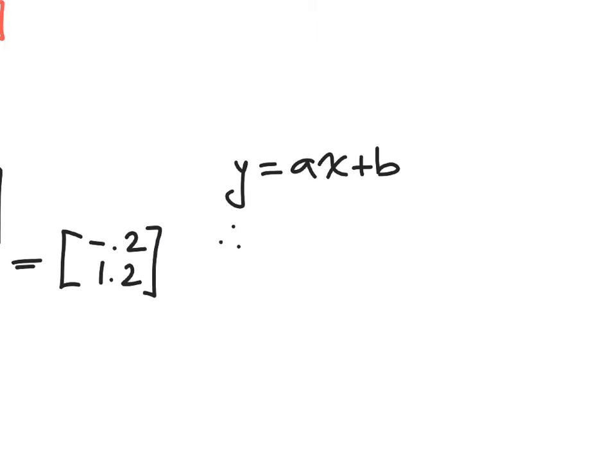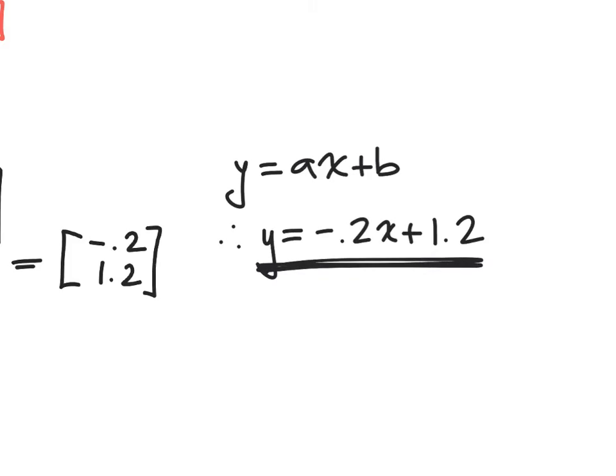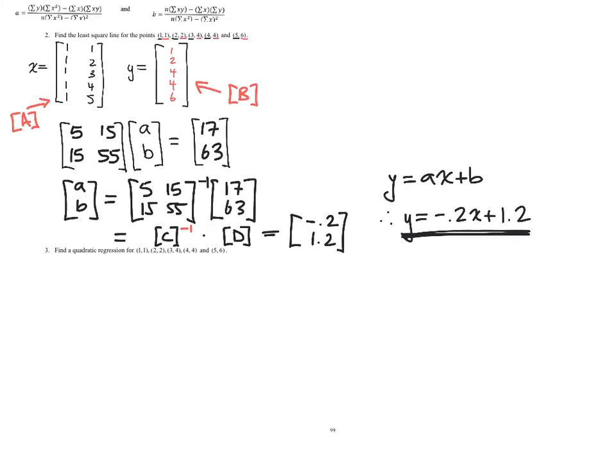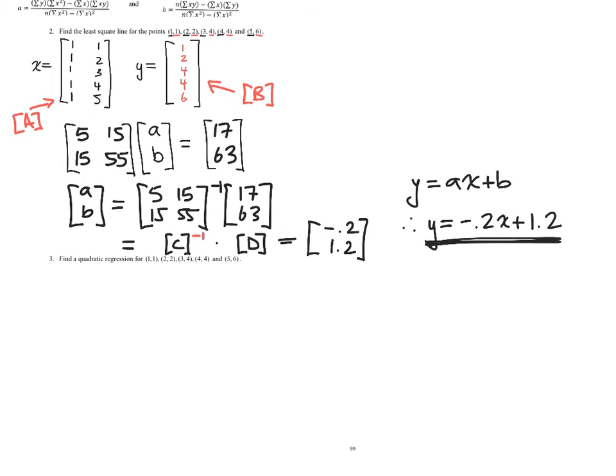So therefore, we're looking at y equals negative 0.2x plus 1.2. So using matrix operations, we're able to find the line that best fits this data set.